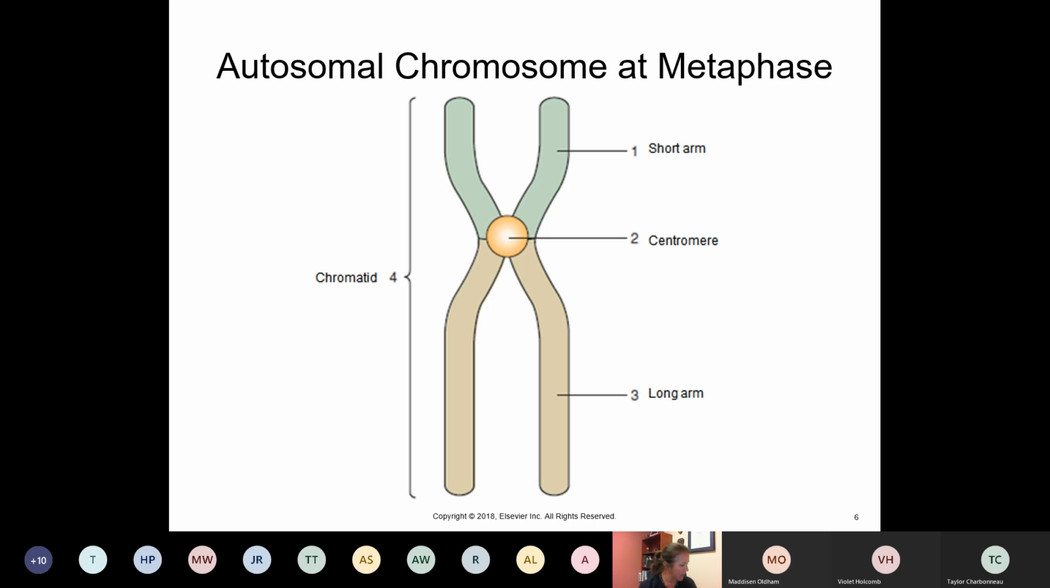On page 189, it's showing you what a chromosome looks like and how we've got a short arm and a long arm, and it's gathered in the middle. I always think of a belt gathering your dress in the middle. And that middle part is called the centromere. If you look to the left here, the entire chromosome, the double chromosome, is a chromatid.